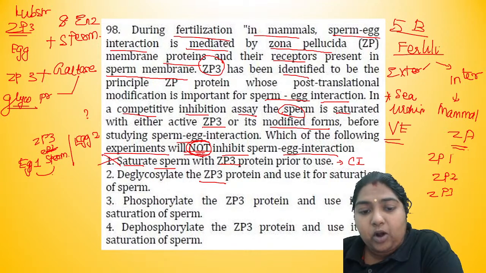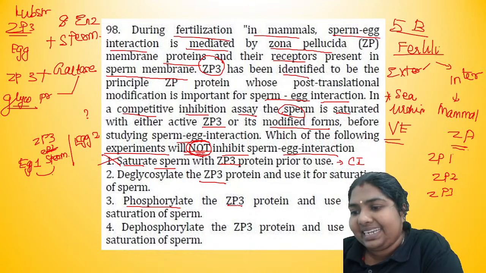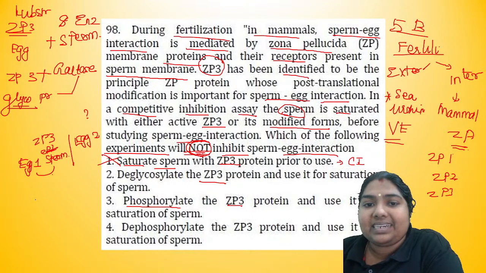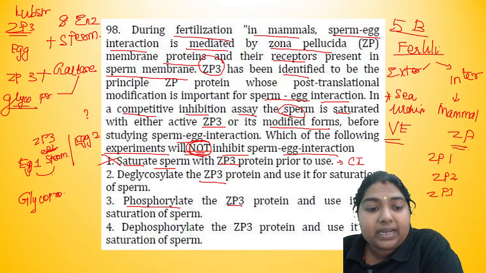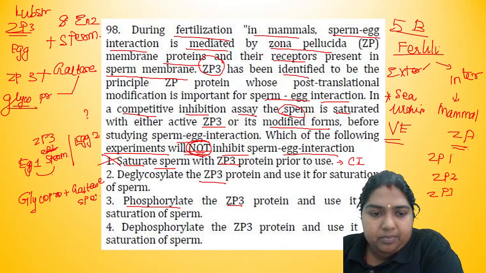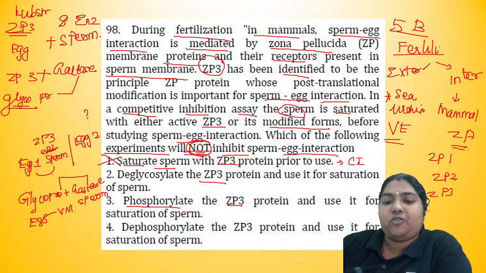Let me come to this point number 3. You phosphorylate this ZP3. What is important for binding? Is phosphate important or is the glycoprotein important? Is it phosphorylation? No, only the glycoprotein, because I told you this glycoprotein is going to bind with the galtase. Galtase is in the sperm. The glycoprotein is present in the egg vitelline membrane. So only this glycoprotein is important for binding.